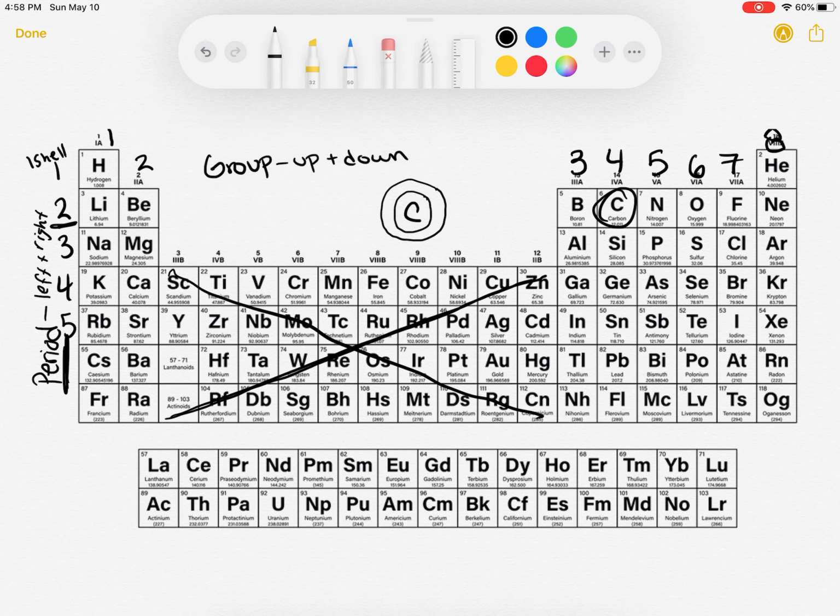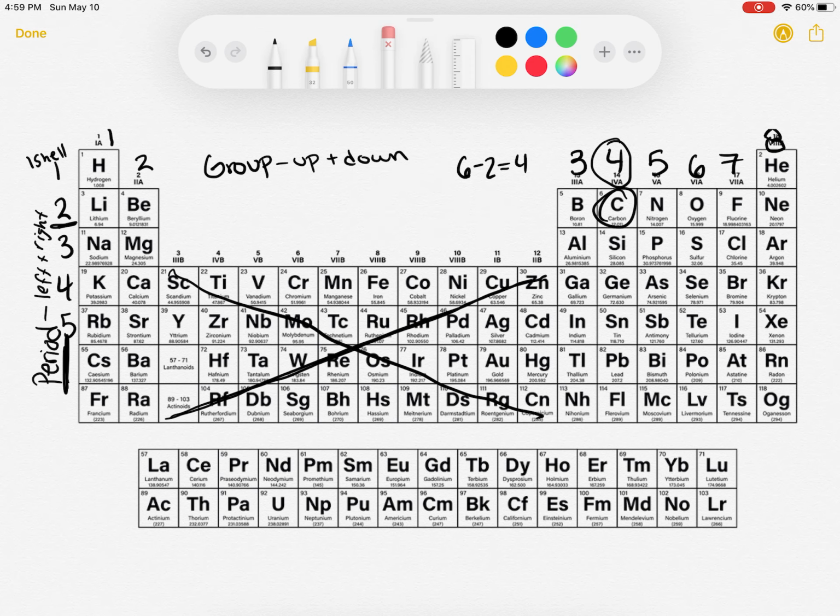Now I know that that first shell has 2 electrons, and we know that it has to have a total of 6. Oops, I drew those wrong. 2 electrons. And I know it has to have a total of 6. So if we did 6 minus 2, it would equal 4. So using the group system worked. 4 was the correct number. It had 4 valence electrons.